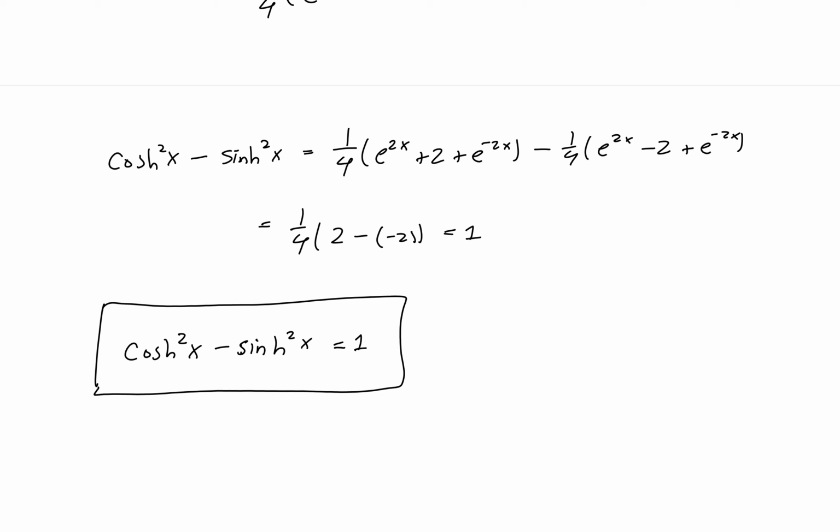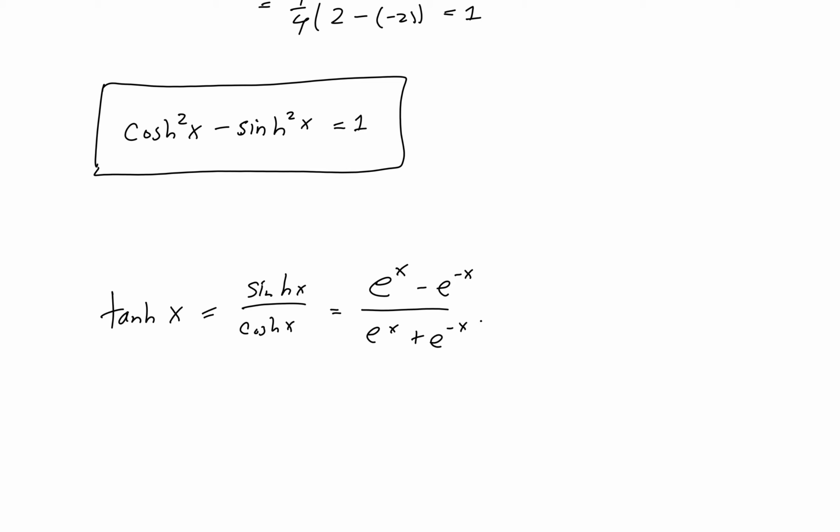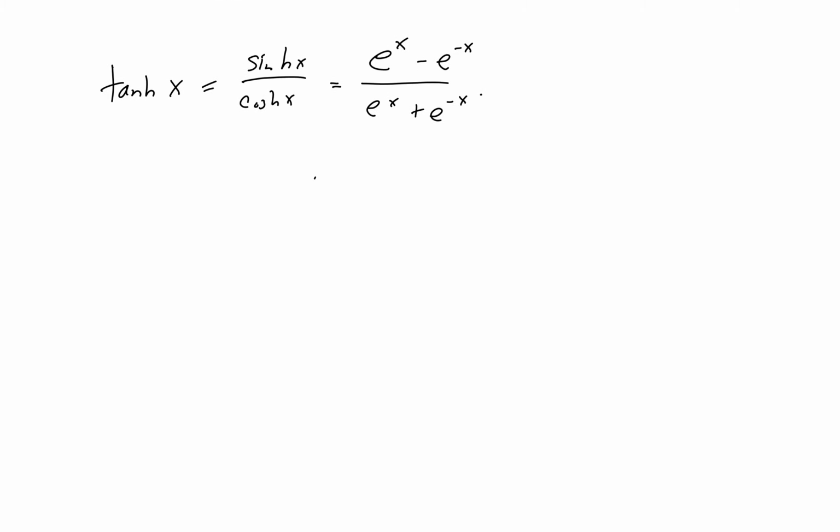We can also introduce the hyperbolic tangent function. So just define it exactly how you would expect: hyperbolic sine over hyperbolic cosine. And so this, if we simplify, becomes this identity. And we can graph this as follows.